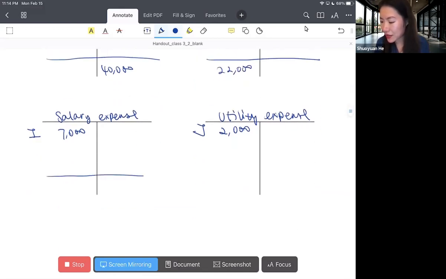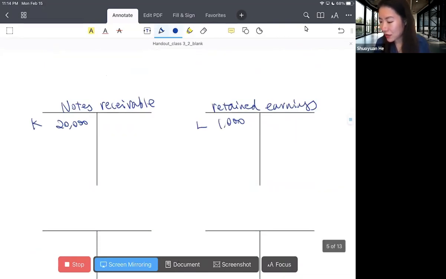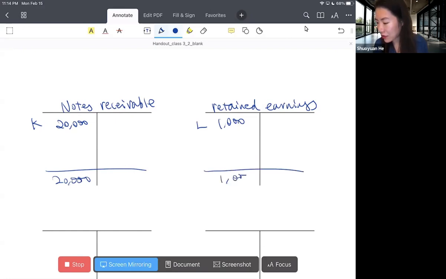Salary expense ending balance debit side, 7,000. Utility expense ending balance debit side, 2,000. Notes receivable ending balance 20,000 at the debit side. And retained earning ending balance 1,000 at the debit side.